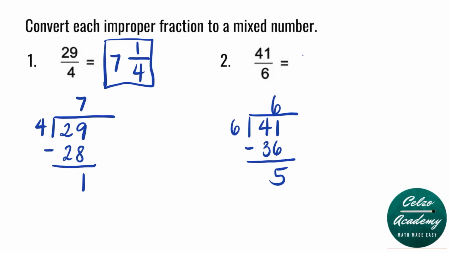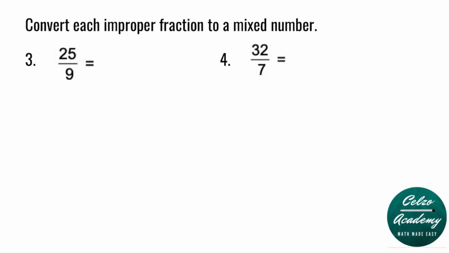So the whole number is 6, and the remainder 5 is the numerator, and 6 is our denominator. So 41 over 6 is equivalent to 6 and 5 over 6 in mixed number.